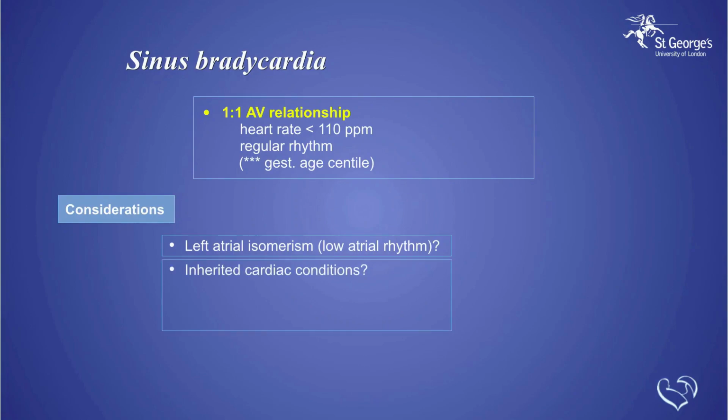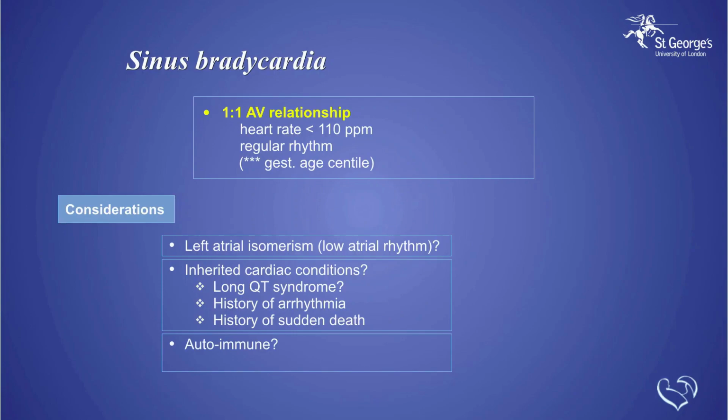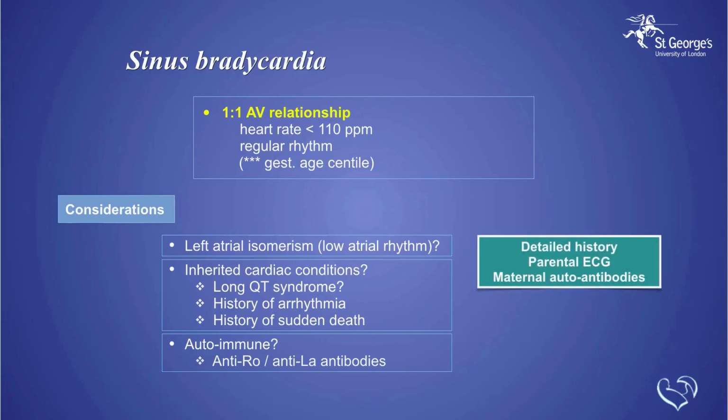Not very common, but things to consider. What you have to think is inherited cardiac conditions, and that centile chart is helping to identify fetuses that may have long QT syndrome. So with long QT syndrome it is important to ask the woman about history in the family. Has anyone died suddenly? Has anyone every so often lost consciousness? History of sudden death. You have to think about autoimmune disease, so check maternal anti-Ro, anti-La antibodies, not very common, but it is also a cause of sinus bradycardia. So detailed history is important.